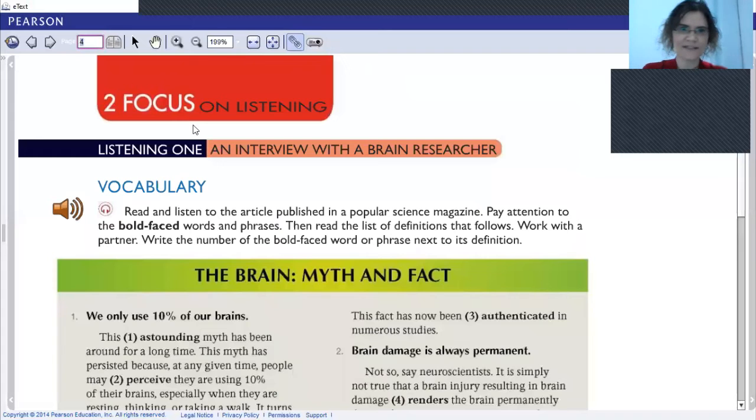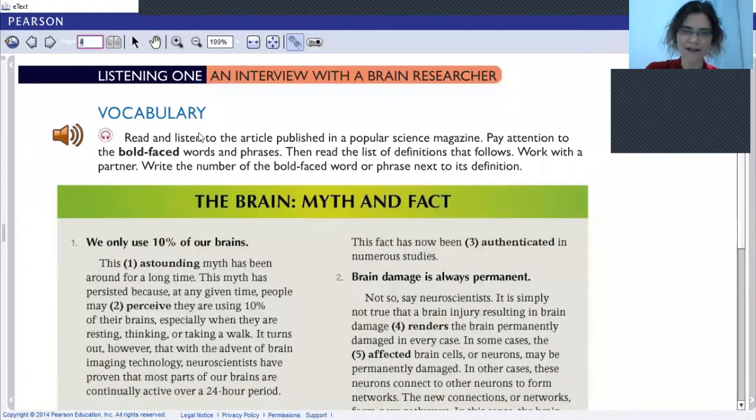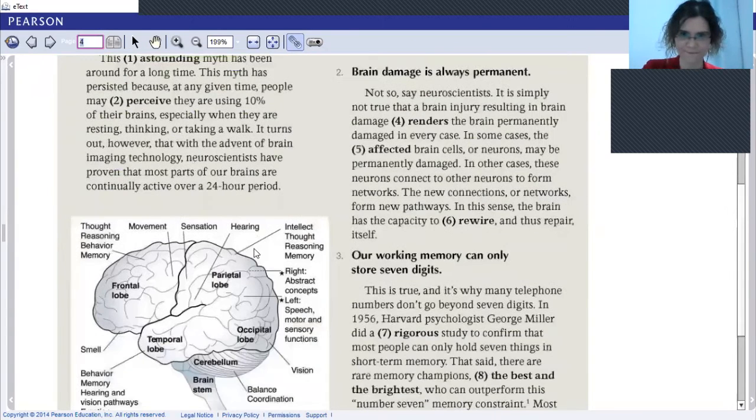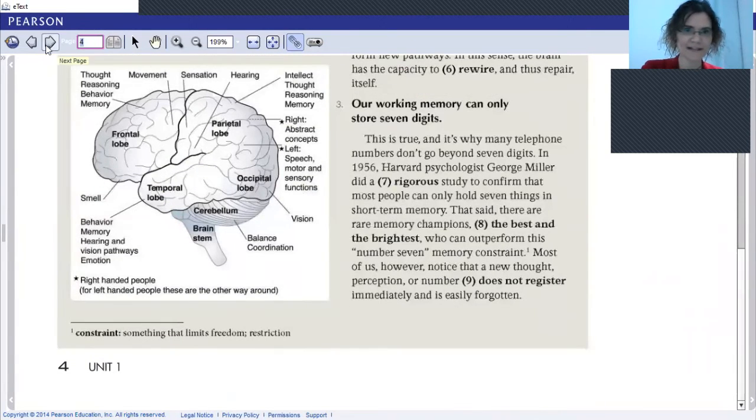Cool. Now, we continue with listening 1. An interview with a brain researcher. You could have read that or listened to that. Anyways, I always have the audio on, and in this case, of course, you could also read along. Make sure that when you listen, you also listen for pronunciation and intonation. Okay, that's also very important. And here, the bold-faced words are the vocabulary words that they focused on in listening section 1. Yeah, beautiful brain.